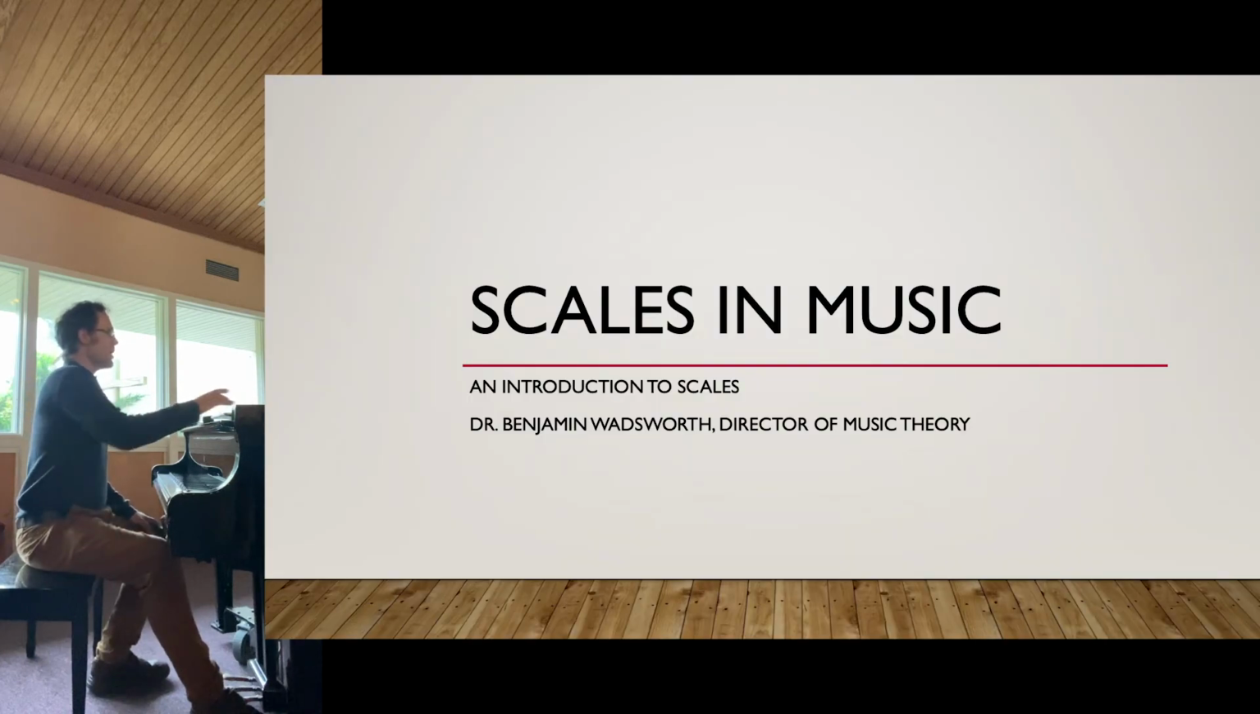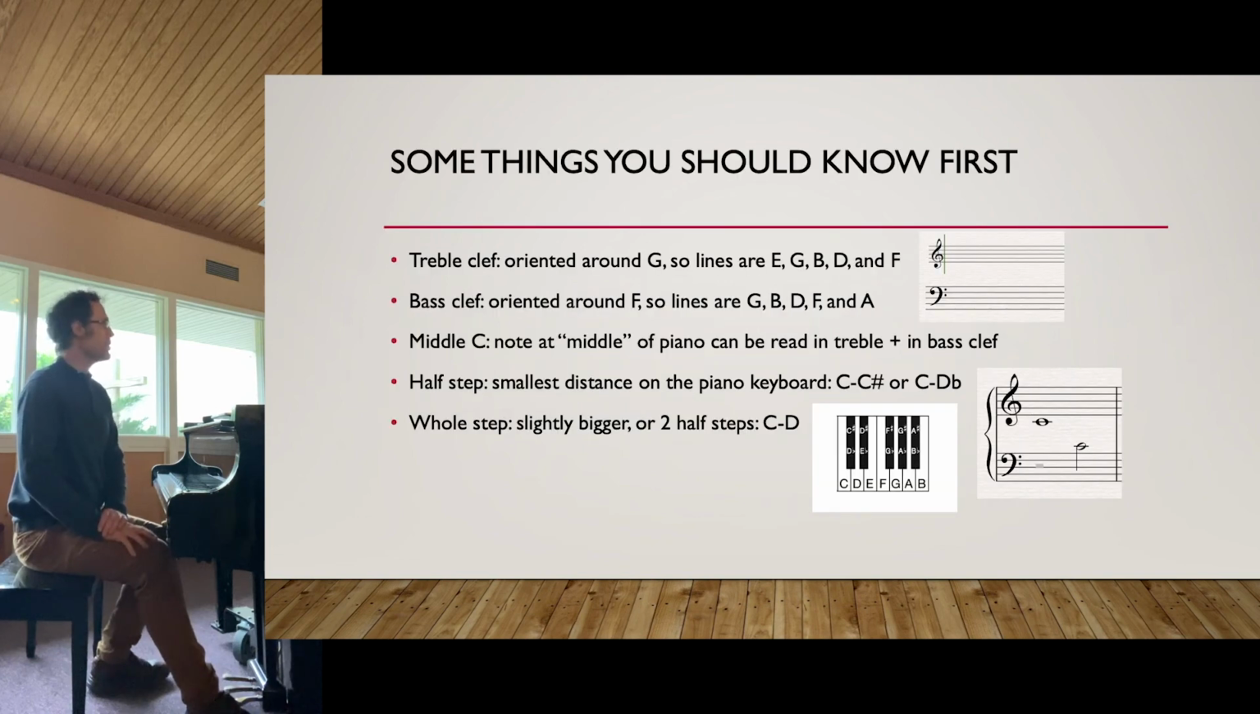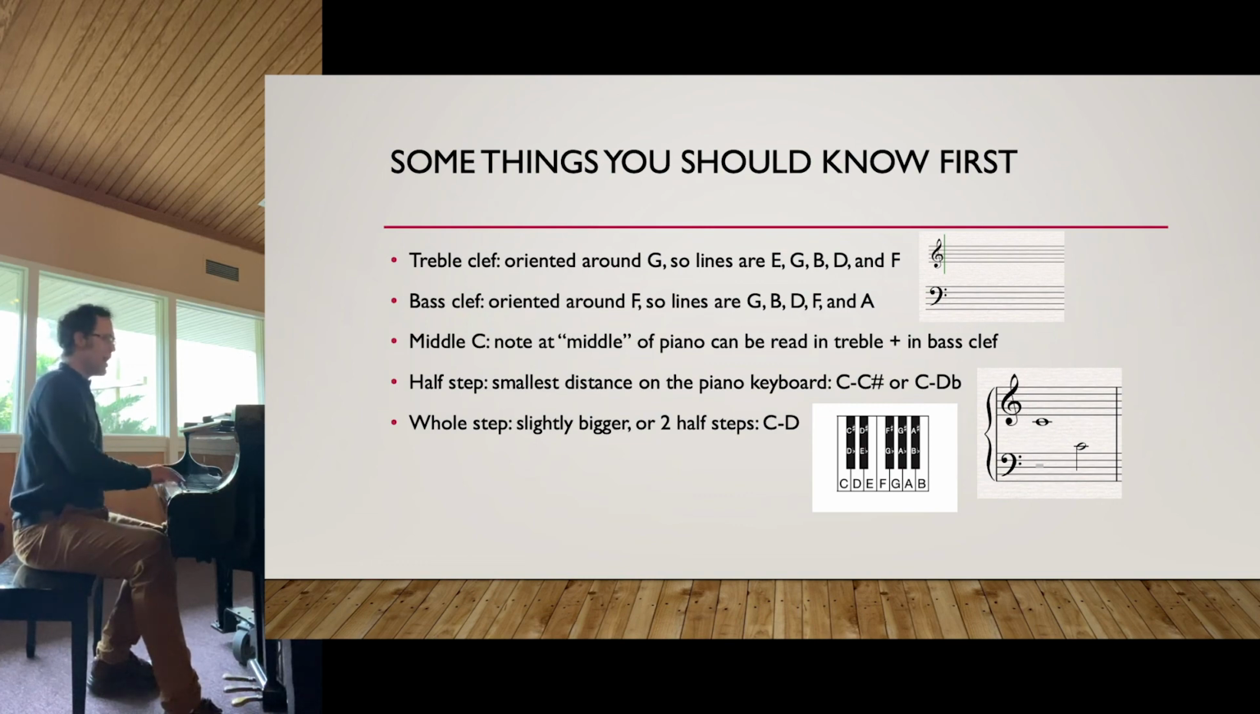So this talk is about scales in music, and there are some things you should know first. For instance, we have treble clef, which is oriented around G. So then the lines will be E, G, B, D, and F. Bass clef is oriented around F, so its lines are going to be G, B, D, F, and A. You probably know at least one of those two clefs.